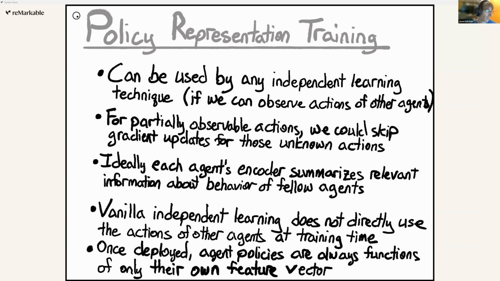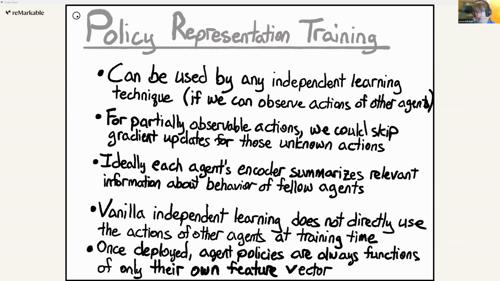Now, it's not used when we deploy these agents, right? That information has to be captured in the encoder, but the encoder itself is not predicting the actions. That's what the decoder network is doing. So we're not directly using the predicted actions. What we're doing is just using some abstract vector that hopefully summarizes that information, something that's suitable for our policy function to condition itself on.